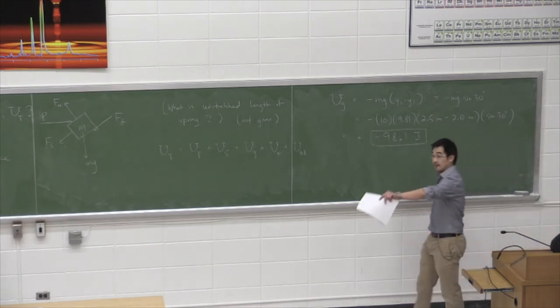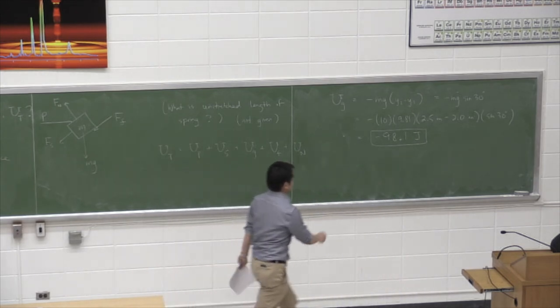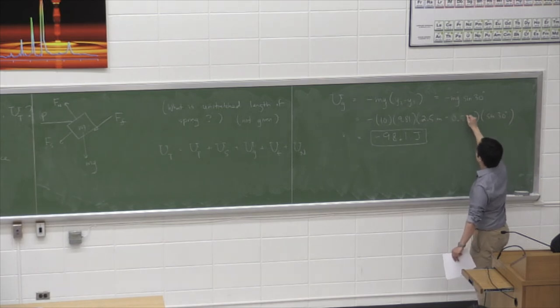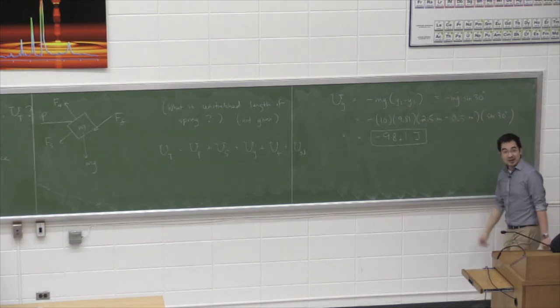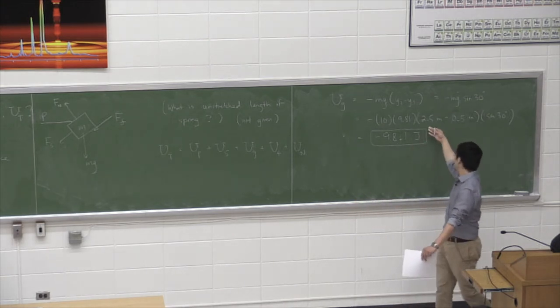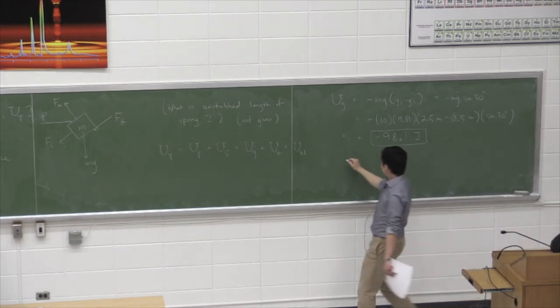Okay, and then, yeah. Why is it 2.5 minus? Oh, sorry. You know what I did there? My notes said 2.0 because I already did the math in my head, and then I wrote 2.5 minus 2. Okay, 2.5 minus 0.05 or 0.5 gives you that.